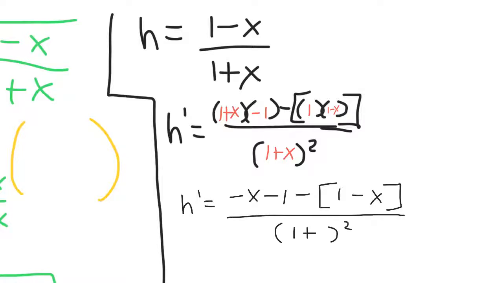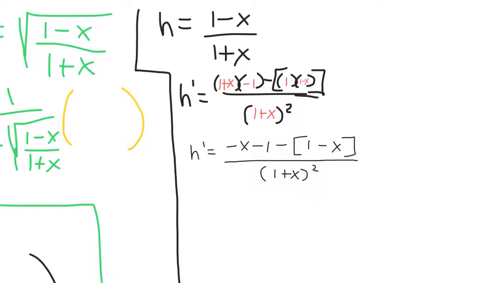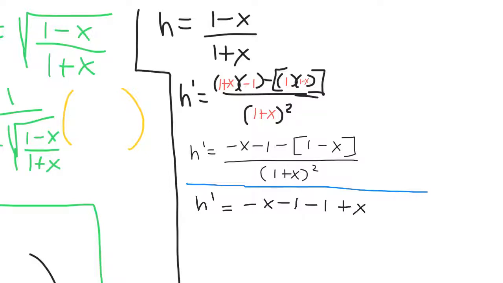We have 1 plus x down there. And I like to do things one step at a time. There's a huge danger in trying to do too much in your head, so don't try to do too much in your head. That's h prime, by the way. We have -x minus 1 minus another 1 plus x, and that's all over 1 plus x squared.